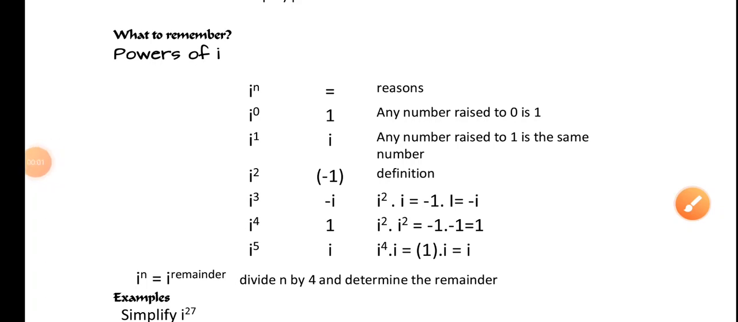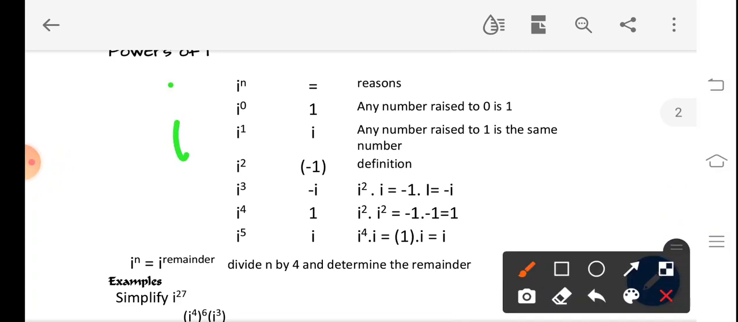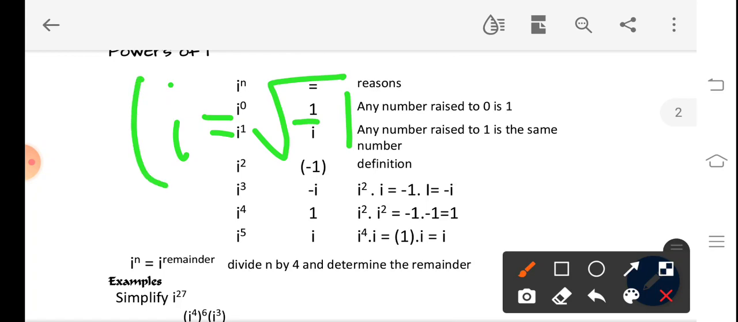A study on the complex number, the powers of i. By definition, i is equal to the square root of negative 1. So if we're going to square this, the result is i squared is equal to negative 1.